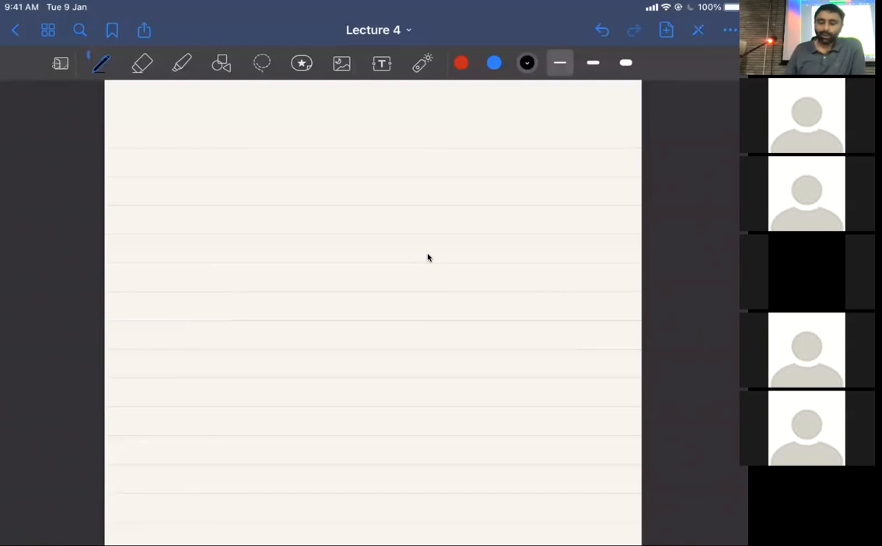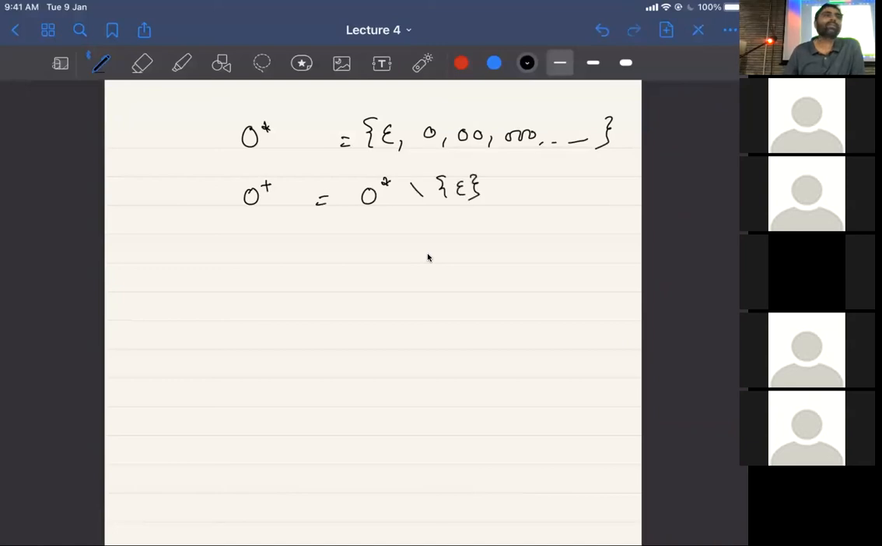Okay, in the problem set, there is a symbol plus that I used on some alphabet, right? So for example, we know what is meant by zero star. What is meant by zero star? It means that it is a set which is empty string or zero or zero zero or zero zero zero and so on, right? And it's an infinite set. Similarly, we define zero plus. Zero plus is very similar to star. So it is exactly zero star without the empty string. So it is zero star minus the empty string.